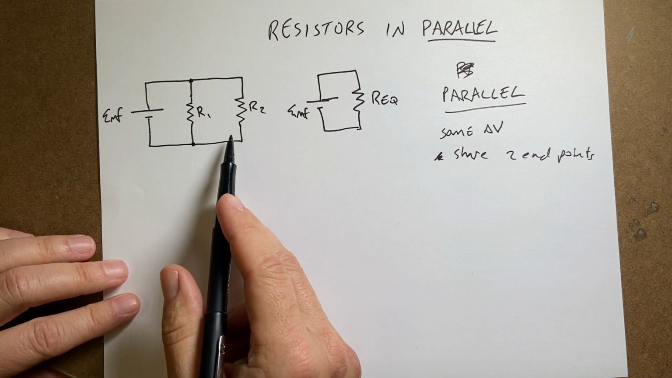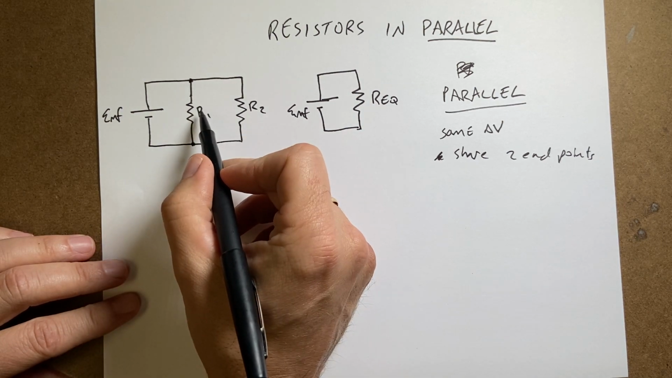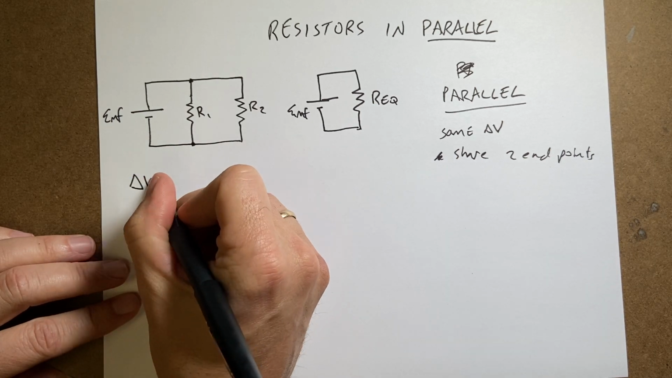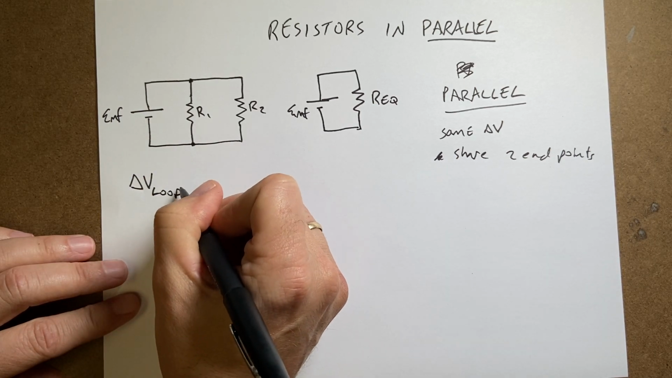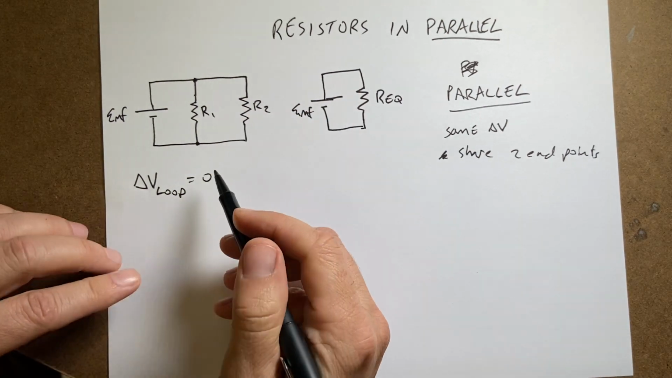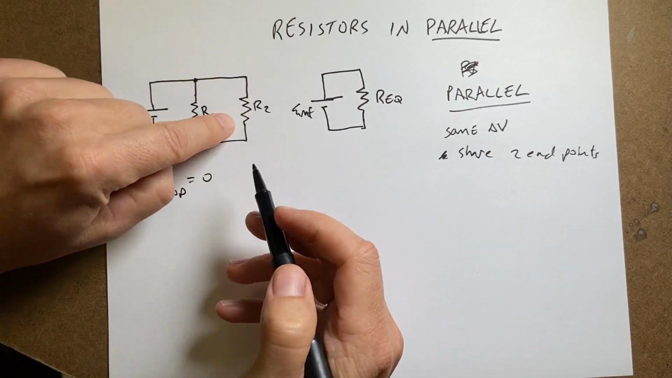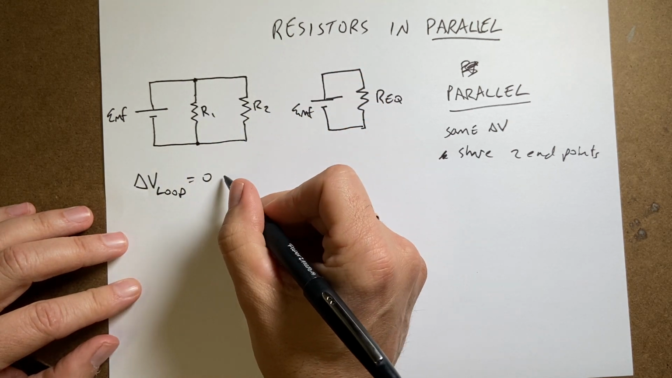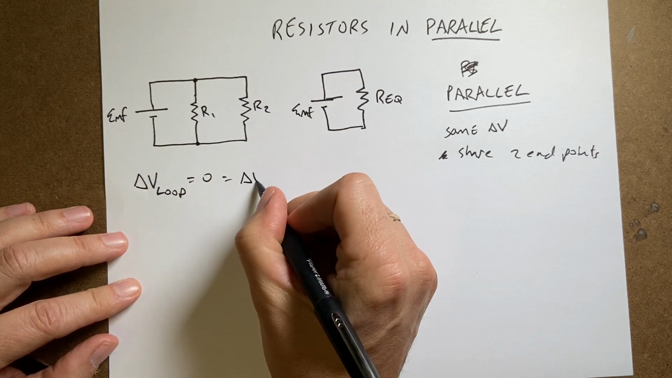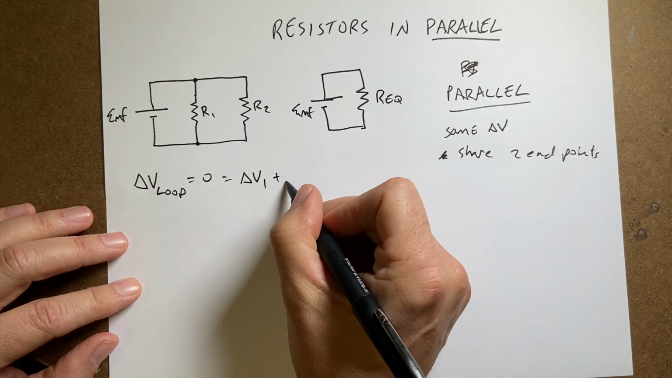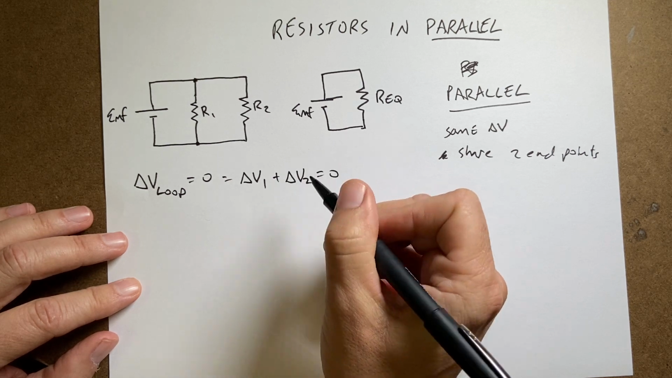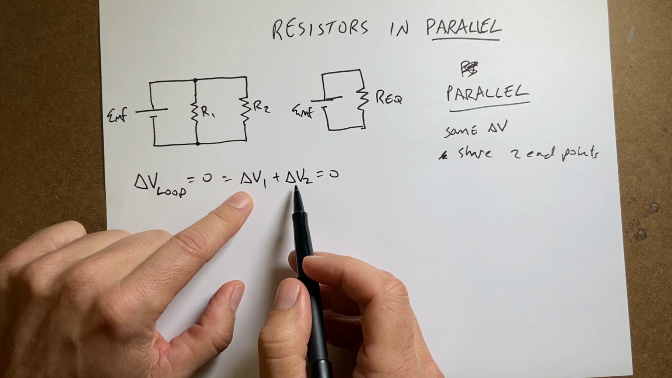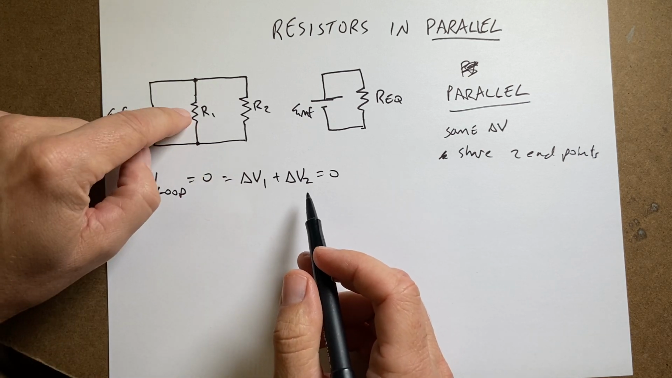And I know that because, let's call this change in potential delta V1 and that delta V2. The loop rule says delta V around a loop is equal to 0. So if I go around this loop, I'd have delta V1 plus delta V2 equals 0. So they have to have the same change in potential because they have to add up to 0, or negative each other. So that means those two are in parallel.